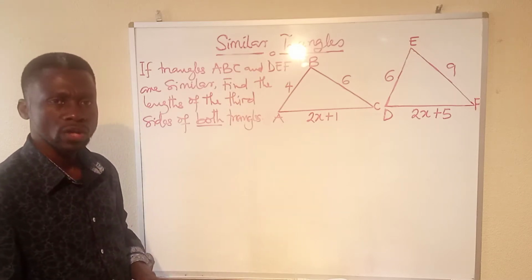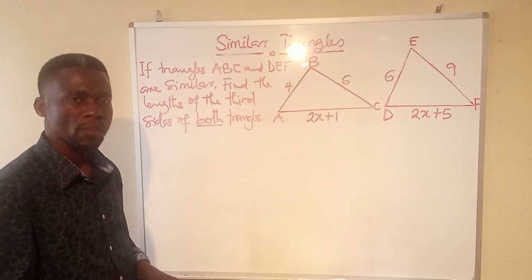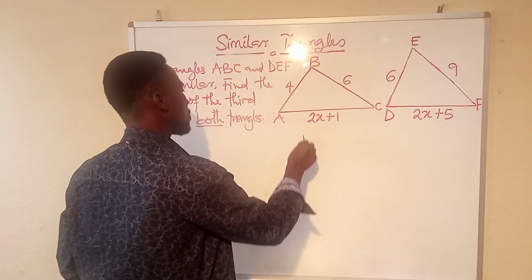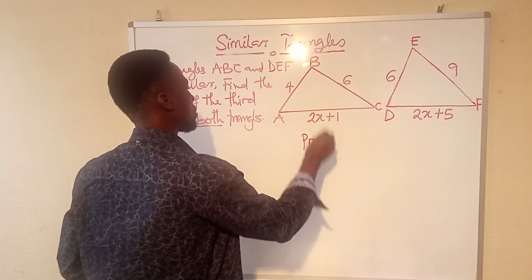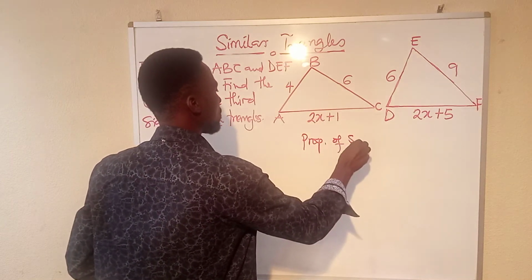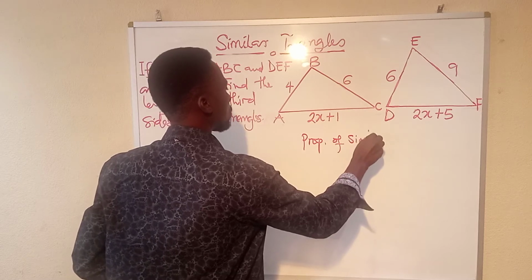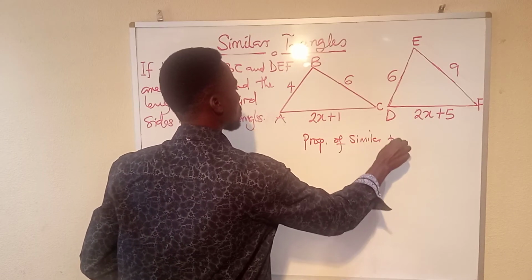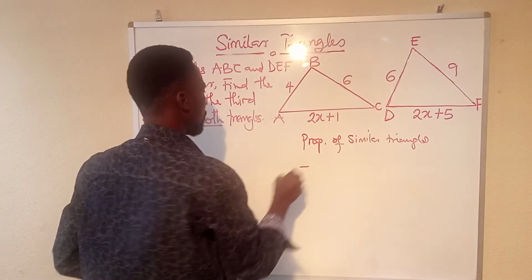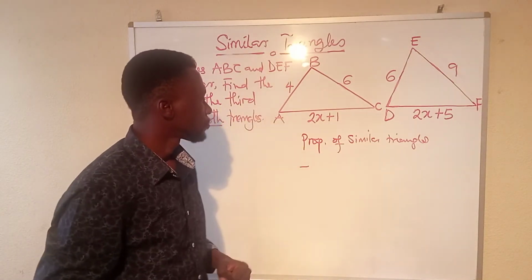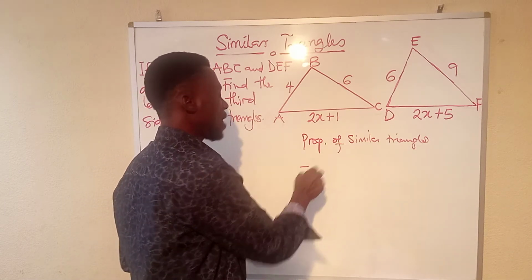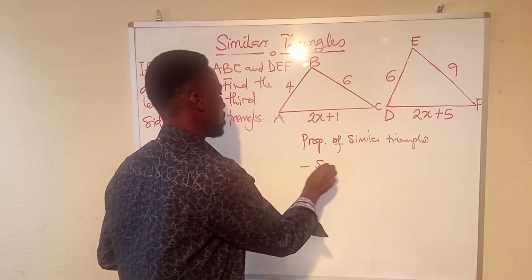How do you know if two triangles are similar? So we'll look at the properties of similar triangles. We write here in short form, properties of similar triangles. The first one is that similar triangles may have the same shape.